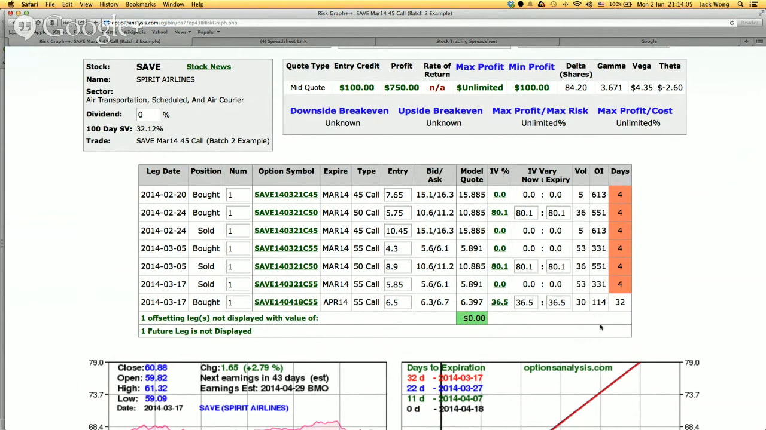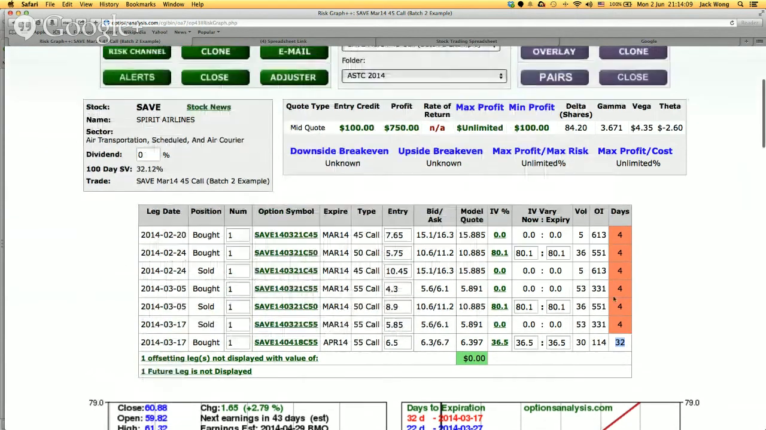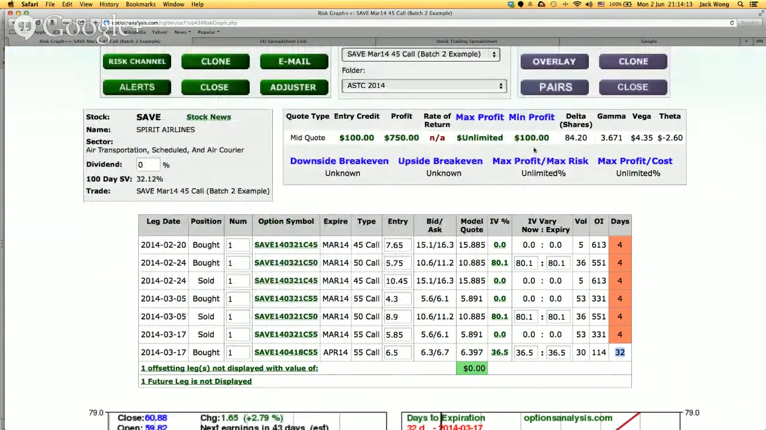In any case, I now have 32 days to go. My unrealized profit is $750. My minimum profit is down to 100. You may ask why. Because I have rolled out the option, which costs me money to do that. So I'm using part of the guaranteed profit to subsidize this call purchase. Therefore, my minimum profit is now down to $100.